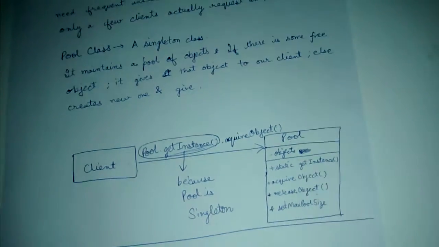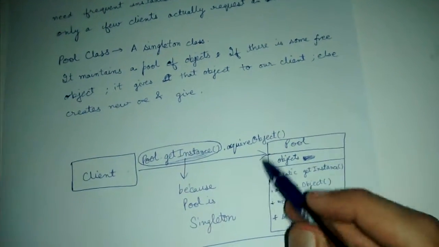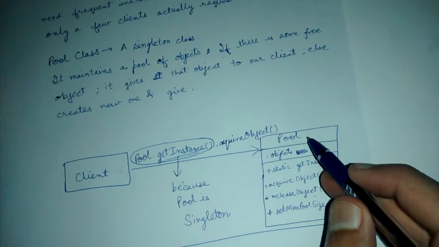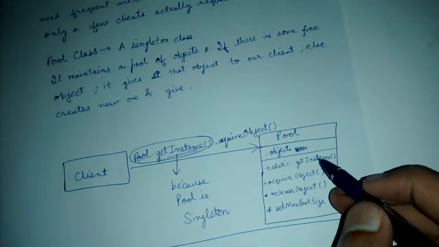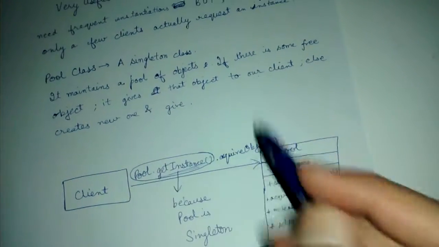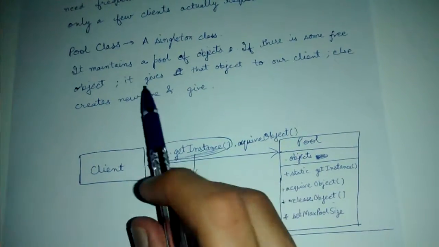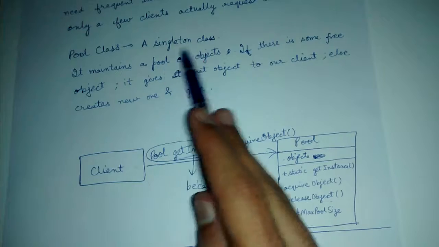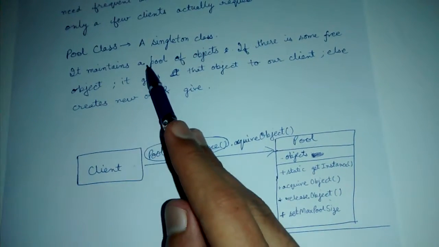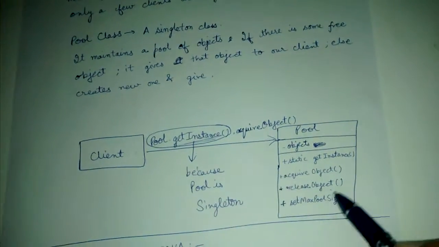So basically what we do is we maintain a pool. This is an object pool, it is a group of objects. This is a singleton class because there are not many pools, there is a single object pool. If you don't know what singleton is, please refer to my singleton design pattern video. So this pool of objects is maintained.